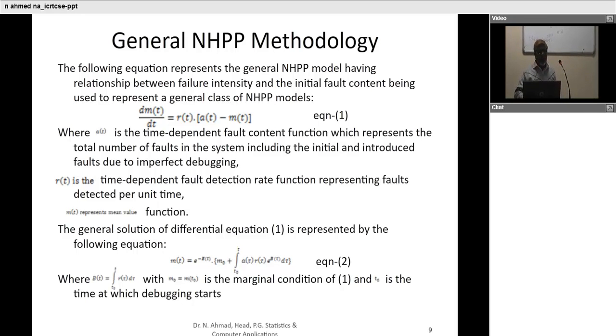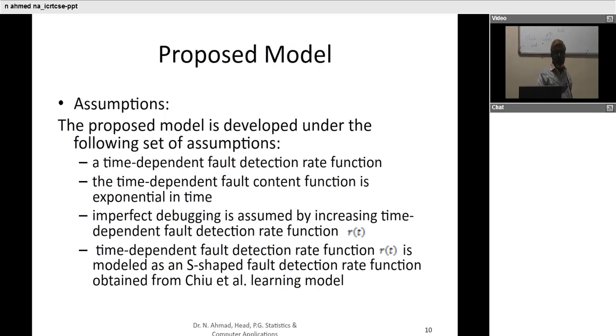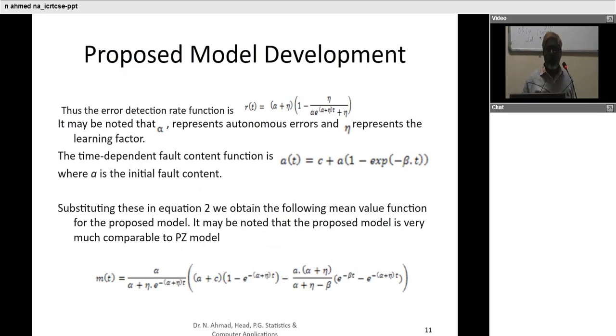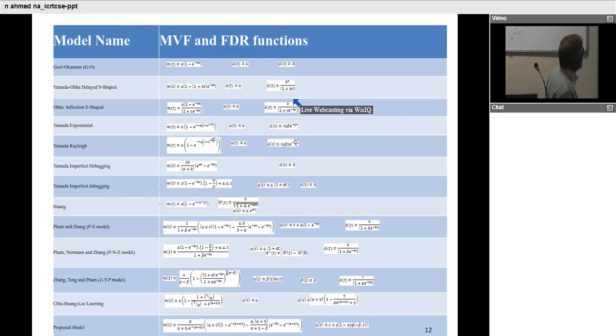Okay, now further, that we have already discussed, imperfect debugging is assumed in this case because the fault is not constant. It is removed as well as introduced at the same time, so it is time dynamic. The error detection rate function. Well, the mean value function m(t) is developed finally, and then compared with the other mean value functions.